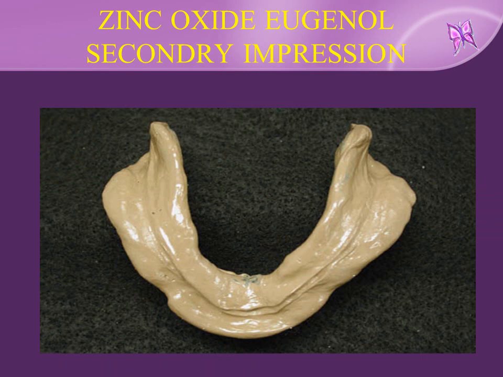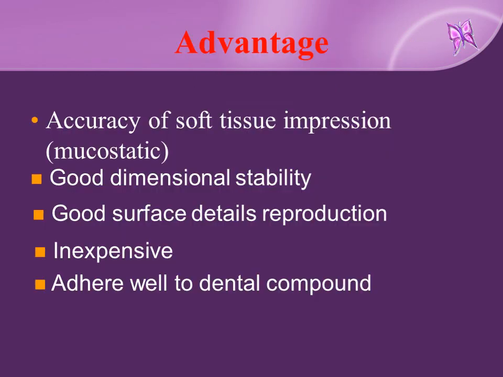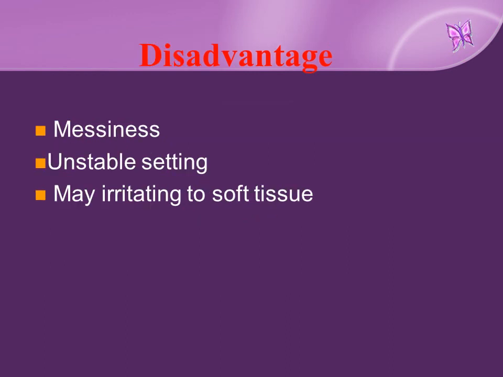The final zinc oxide eugenol secondary impression: accuracy of soft tissue impression, mucostatic, good dimensional stability, good surface details reproduction, inexpensive, adheres well to dental compound. Disadvantages: messiness, unstable setting, may irritate soft tissue.